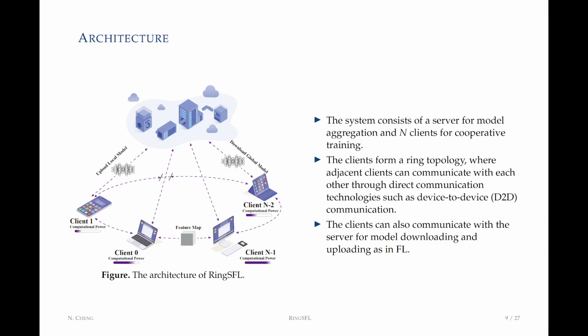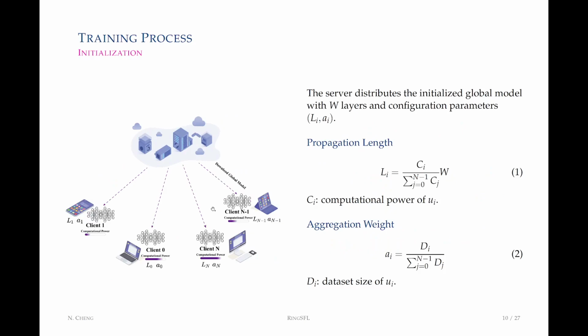However, this paper mainly focuses on investigating the fundamental properties of RingSFL, and as such, a ring topology is arbitrarily set with the investigation of its construction left as future work. The training process of RingSFL consists of three parts: the initialization, local training, and the parameter aggregation. This slide shows the initialization.